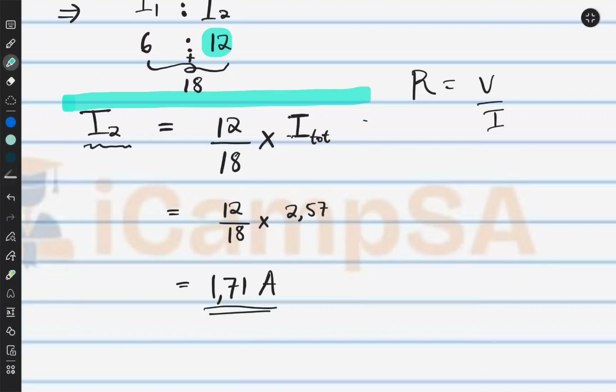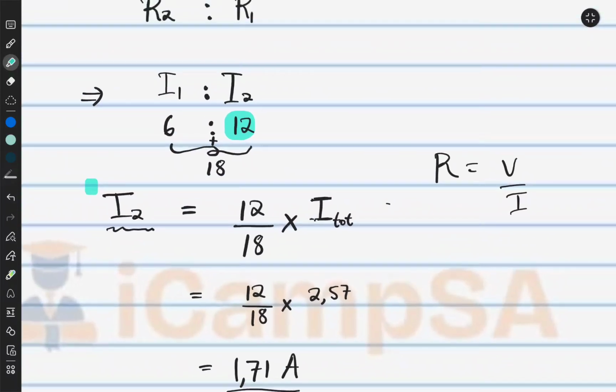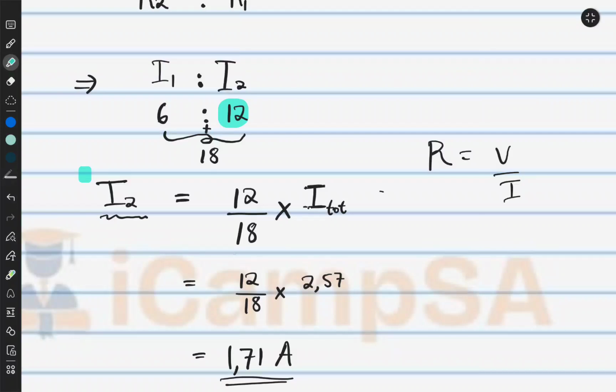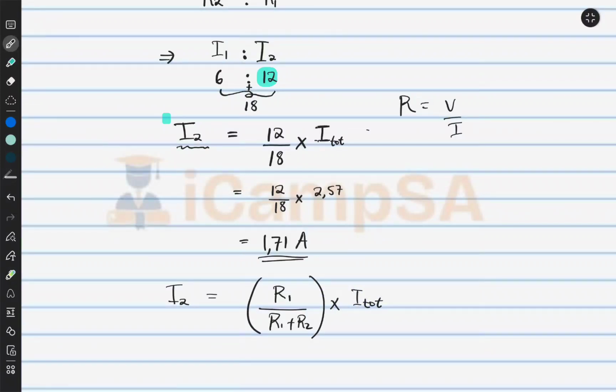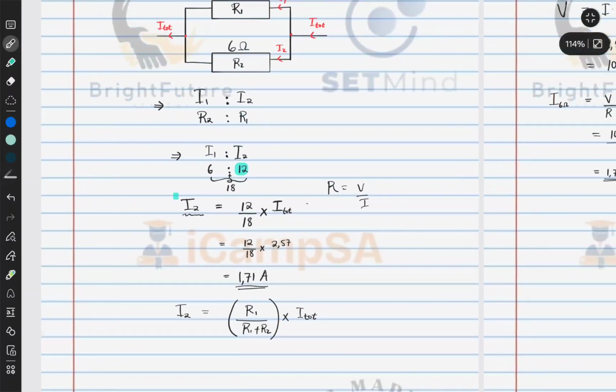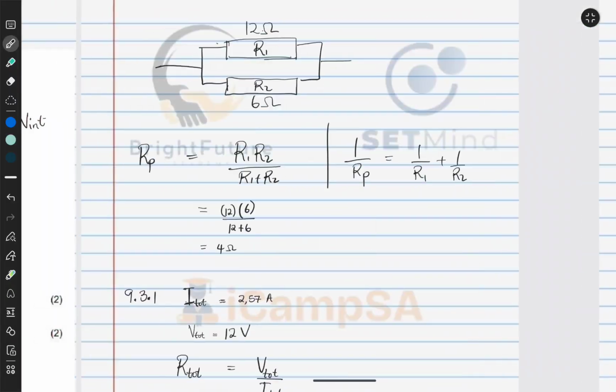There's an extra step where you would have to show where you are adding the resistances to get that 18. So basically the extra step would be to say I2 equals R1 over R1 plus R2, then you multiply that by I total. That's the extra step, which would be the first step, right? All right, so that's it for this part of the question.